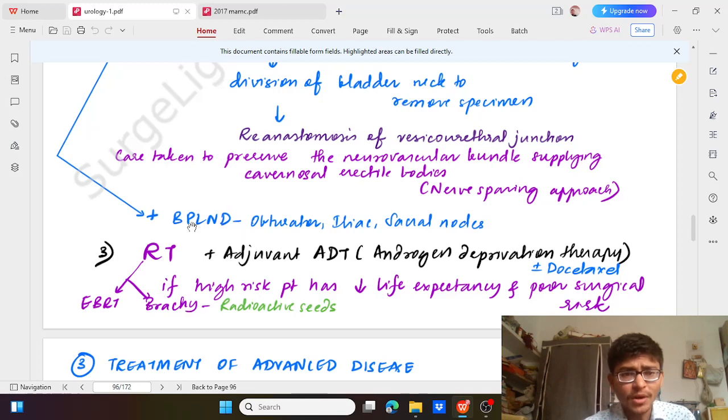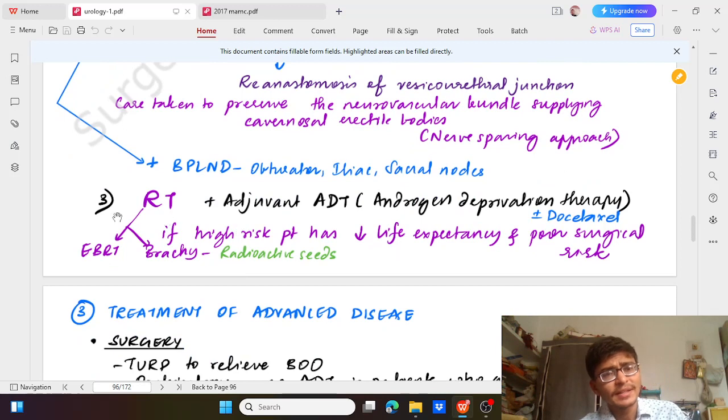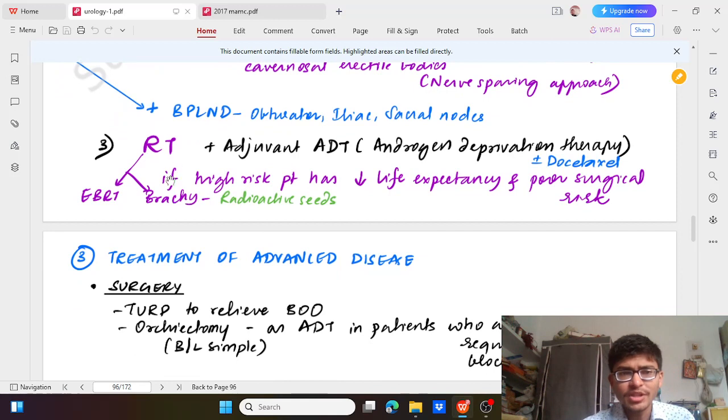Along with that, we go for bilateral pelvic lymph node dissection, removal of the obturator, iliac and sacral lymph nodes. Then we may go ahead with radiotherapy, which can sometimes be primary and sometimes adjuvant, along with adjuvant androgen deprivation therapy with or without docetaxel. In radiotherapy, we can go ahead with EBRT or brachytherapy. Radiotherapy is commonly used for patients with high risk and decreased life expectancy with poor surgical risk.